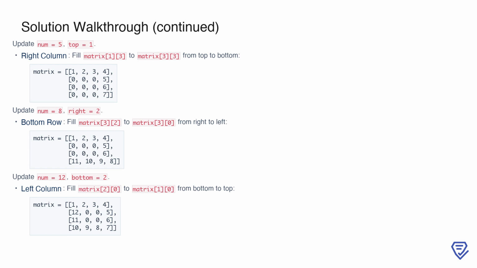Now we move to the bottom row, filling it from right to left with the numbers 8, 9, 10, and 11. Once this row is complete, the bottom boundary is adjusted upward, and number is updated to 12. Finally, we fill the left column from bottom to top with the numbers 12 and 13. At this point, the outer layer is complete, and we narrow the traversal area again by incrementing the left boundary.